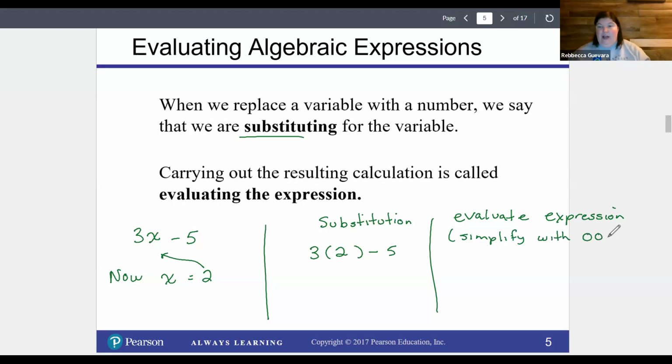With order of operations. So 3 times 2 is just going to be 6. And then 6 minus 5, that's 1. So this is what we mean when we're talking about evaluating algebraic expressions: we are going to substitute in a number, and then we're going to simplify it. And ideally, we simplify it down to just one number.